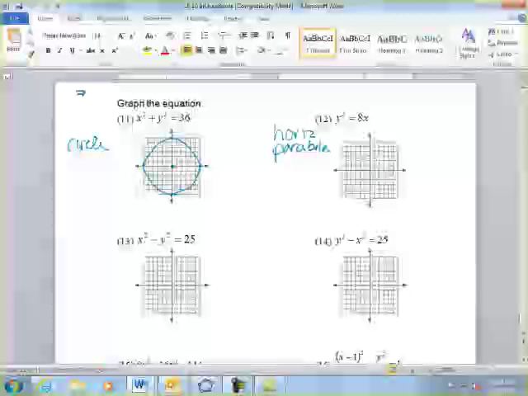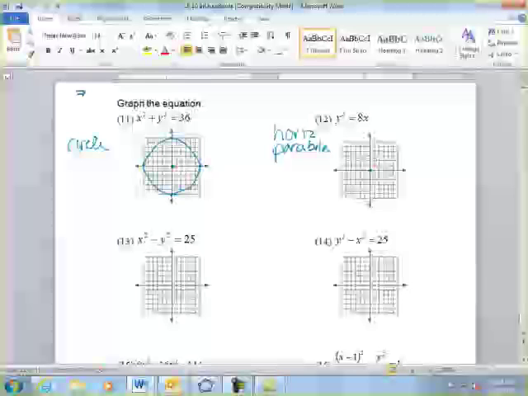Where's the vertex? 0, 0. Vertex is h and k. There's nothing added or subtracted to the x's and y's. So our vertex is 0, 0. The other thing that matters with a parabola is the focus and directrix.